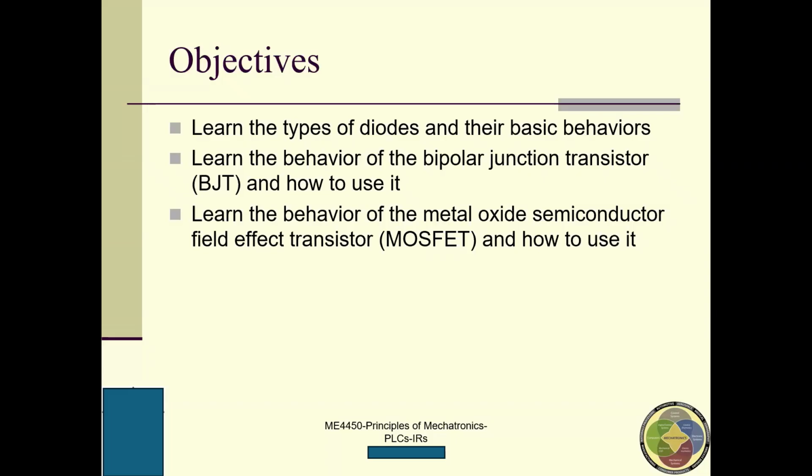And then we learn the behavior of the bipolar junction transistor, BJT, which covers NPN and PNP transistors. And then we learn another very effective one, also called a transistor. This is the metal oxide semiconductor field effect transistor. It's a very long name. The acronym is MOSFET. We'll see how to use the MOSFET, and how the MOSFET is different from the BJT.